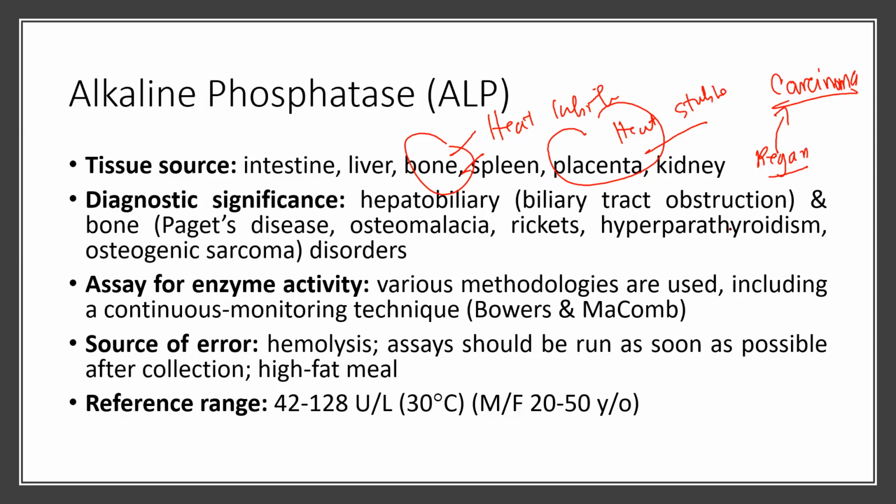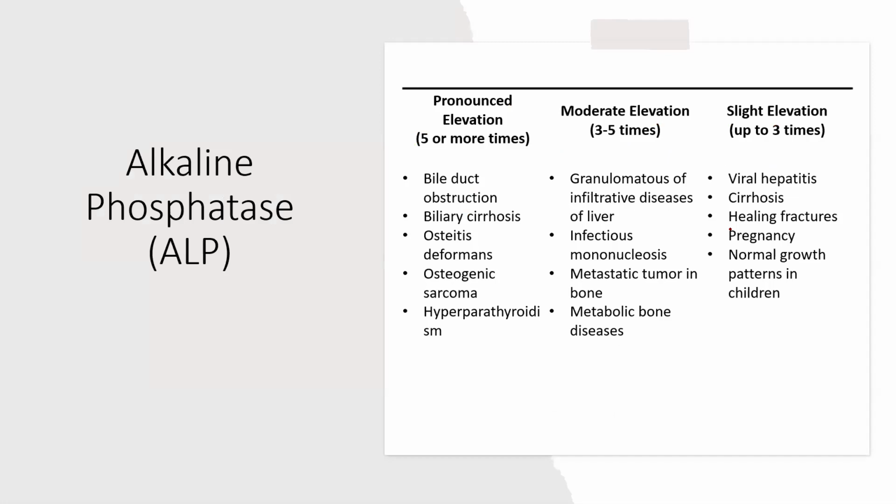hemolysis. Okay? Ano yung mga conditions na mataas ang alkaline phosphatase? Bile duct obstruction, biliary cirrhosis, osteitis deformans, osteogenic sarcoma, hyperparathyroidism. No? Ito mga to bone disease, liver disease. No? Parathyroidism associated sa hyperparathyroidism. I am not saying that yung problema dito yung parathyroid. No, nagiging associated, yeah, your problem here is your parathyroid. But nagiging associated siya doon sa bone because of the activity of parathyroid hormone in calcium homeostasis.